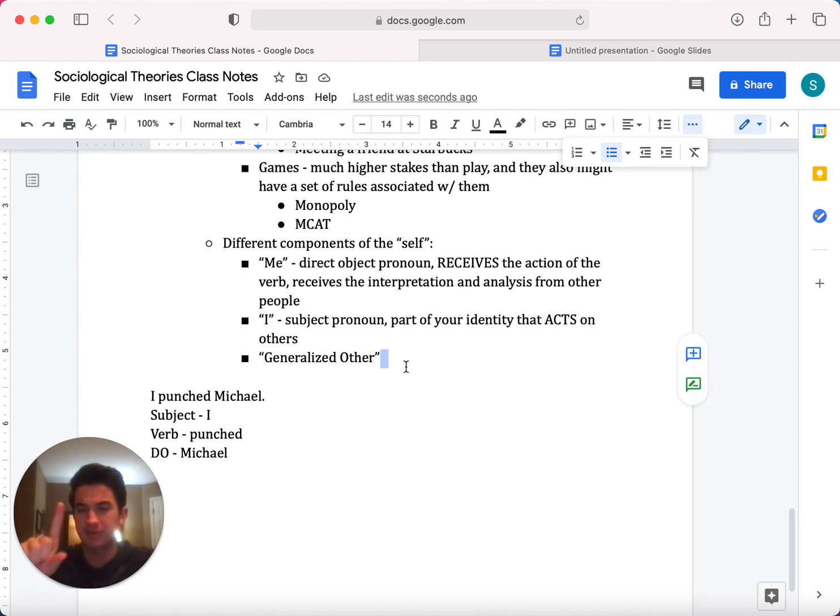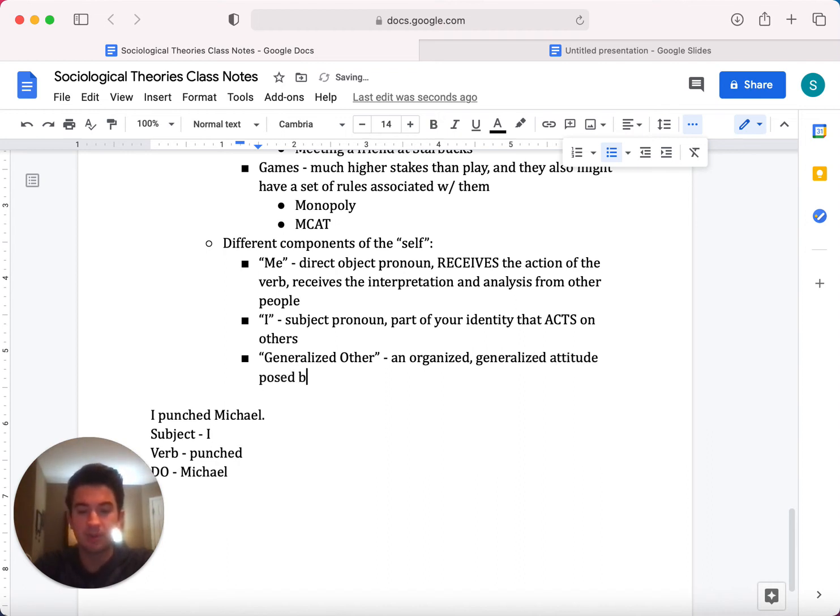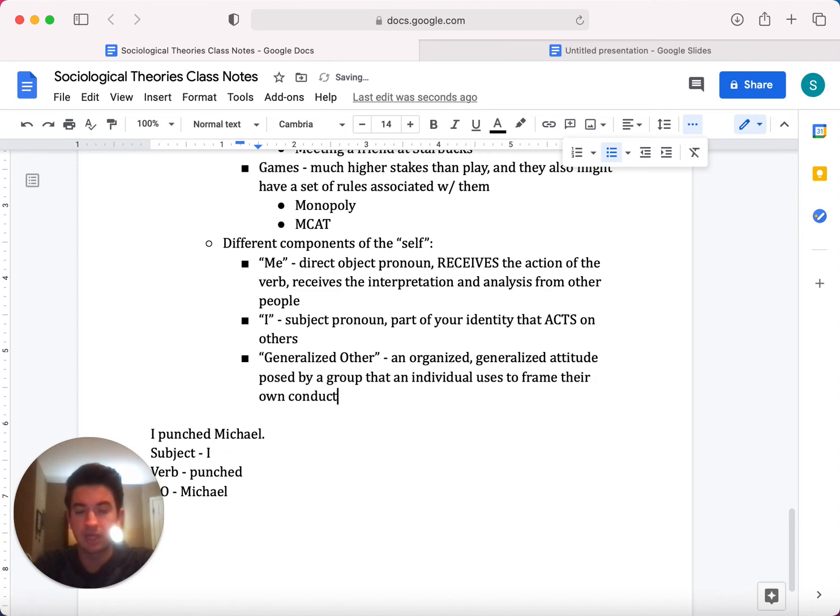Okay, and there's one other thing here called the generalized other, okay? And the generalized other, Mead said, was an organized and generalized attitude posed by a group that an individual uses to frame his or her own conduct. So let me just write that. So an organized, generalized, okay, comma, attitude posed by a group that an individual uses to frame their own conduct, okay? And that's kind of a weird definition, but let me explain to you guys with this chart what that means.